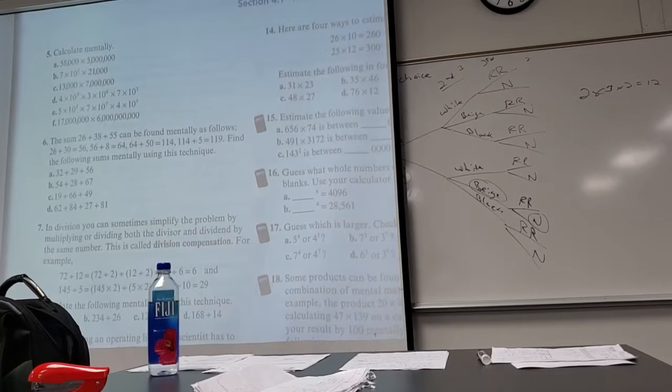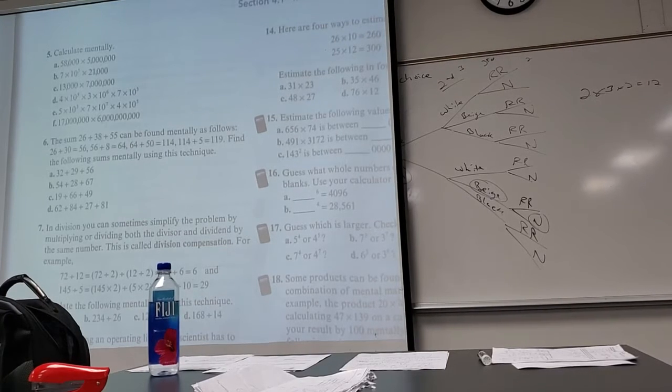What did I say? 200 times 30. 2 times 3 is 6. 1, 2, 3 zeros. Stay with me now. Does that make sense? Because every 0 is a 10. Every time you multiply by 10, it becomes another 0. So that's all you have to do here.